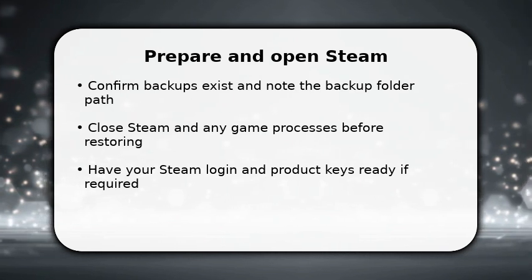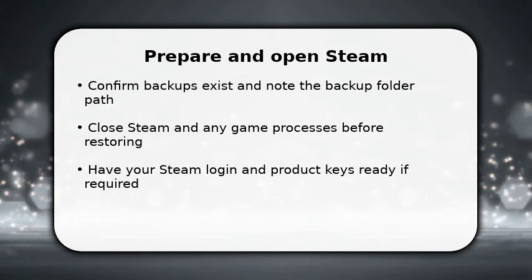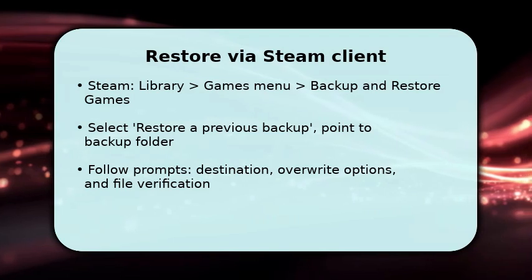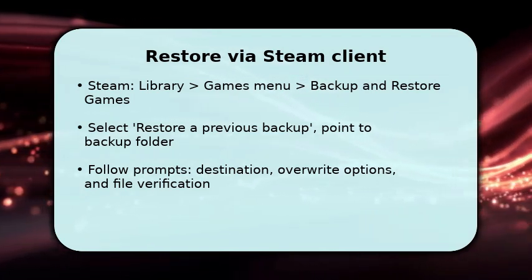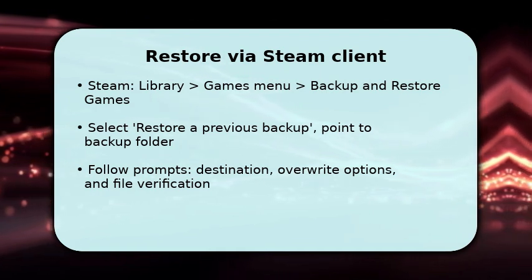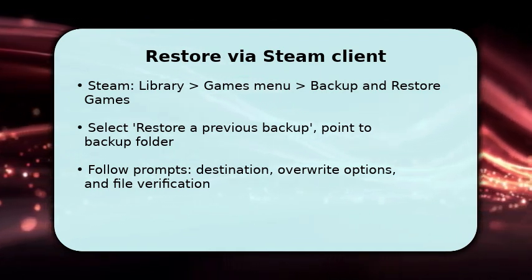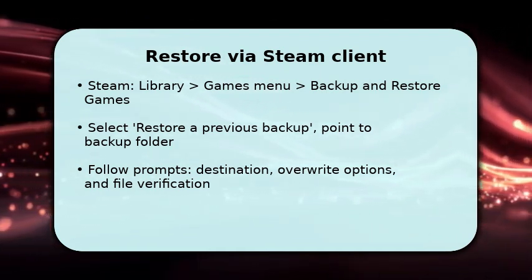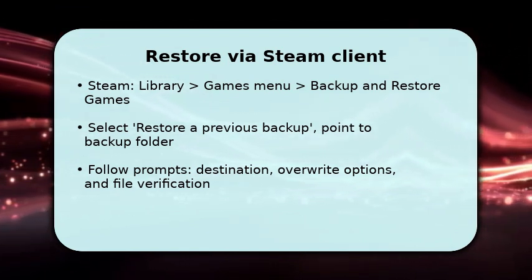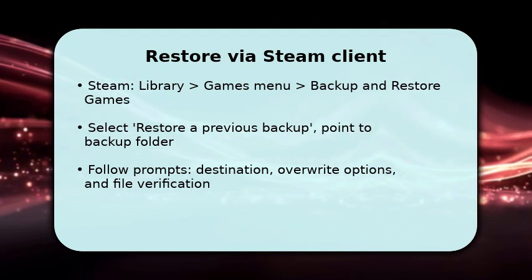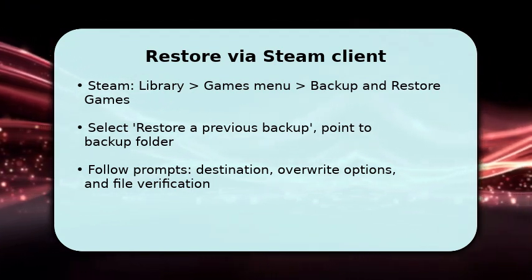You'll use Steam's built-in restore flow. From library, choose games, then backup and restore games, and pick restore a previous backup. Next, point Steam to the exact backup folder you located earlier. It will enumerate available backups. Select the target game, choose the installation destination, and decide whether to overwrite existing files. Steam will then copy and verify files. This can take time depending on size.